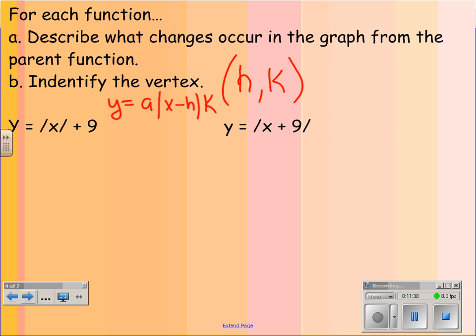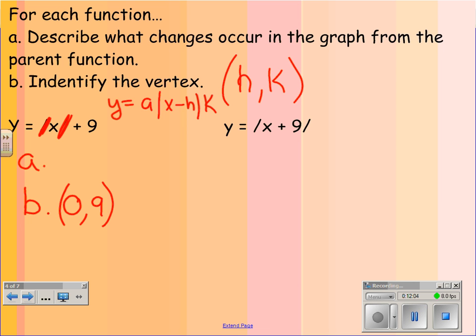So let's look at this and kind of break it down. The first thing I would do, like I said, is describe my shift, but I like to have my vertex, and that makes it a little easier to do that. So I know that within my absolute value, I need this value to be a 0. So the only way to get there is to put a 0. The absolute value of 0 is 0. 0 plus 9 gives me 9.